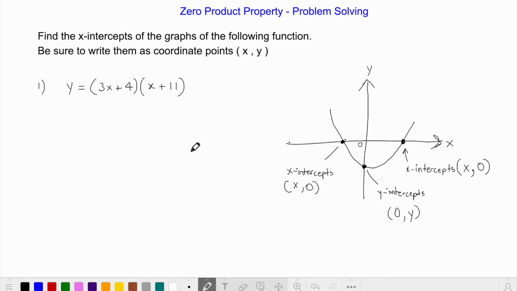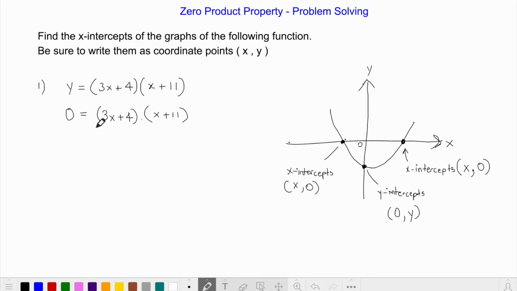Now we're going to solve problem number 1, and that is y is equal to 3x plus 4 times x plus 11. We want to find the location of x-intercepts, and at x-intercepts, the graph cuts through the x-axis, and therefore there is no y value. Therefore, the y value is 0, so we are going to use that concept. 0 is equal to 3x plus 4 times x plus 11. The multiplication of two factors will be equal to 0, so basically we are using the zero product property.